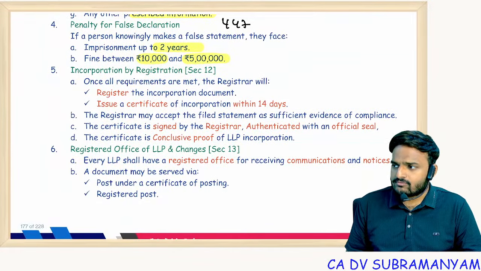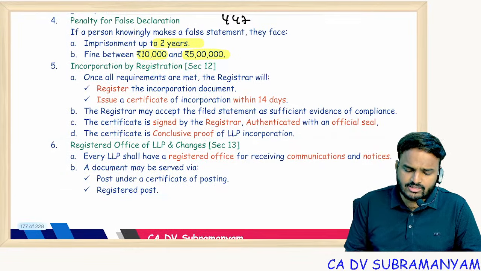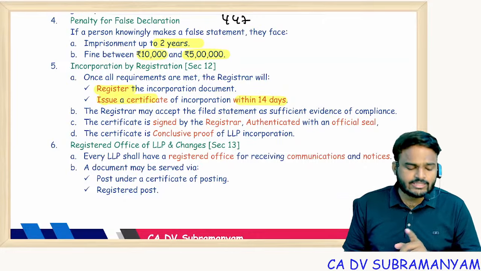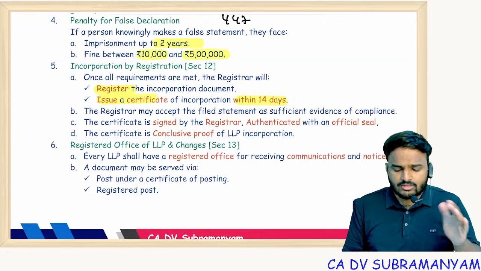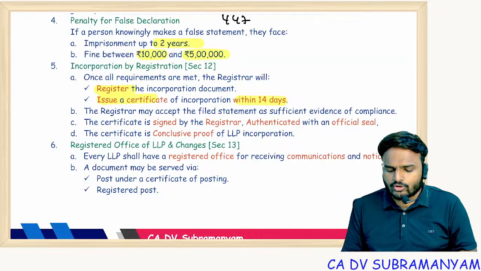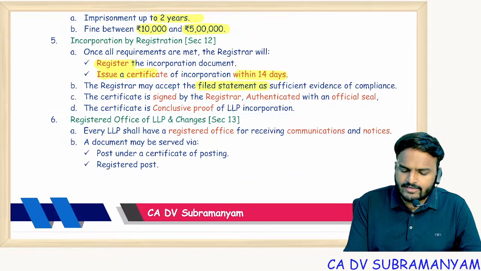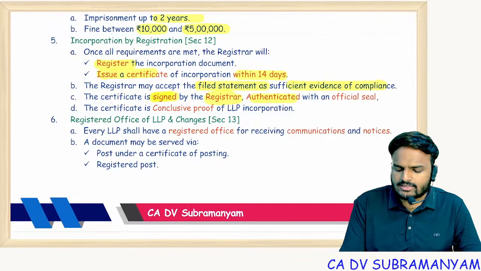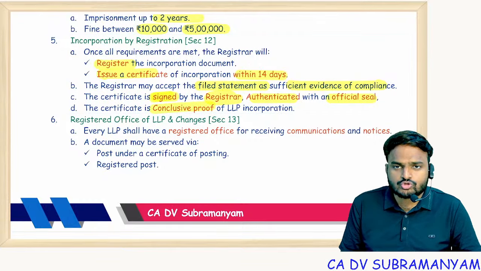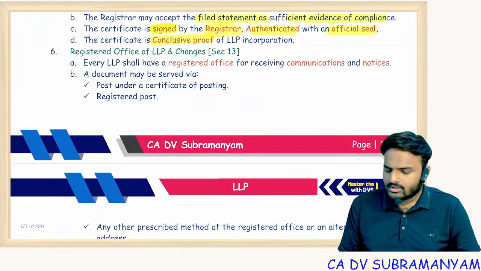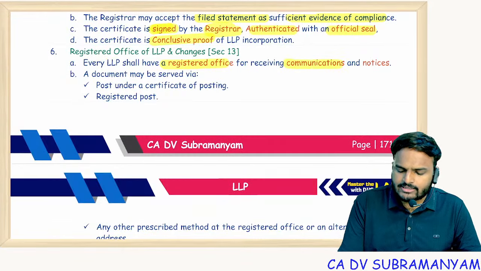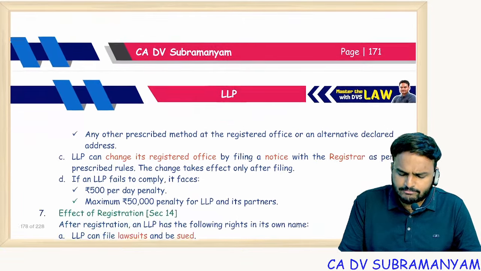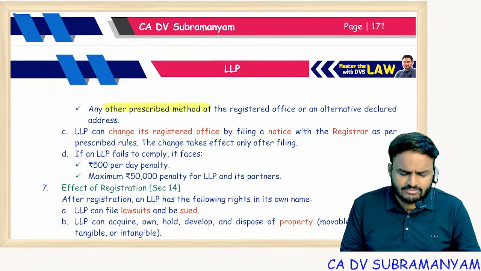Incorporation by registration. Once all requirements are met, registrar will register the incorporation document and issue a certificate of incorporation within 14 days of filing the application. When you file the application, within 14 days, you'll get a certificate of incorporation. And registrar may accept the filed statement as sufficient evidence of compliance. Certificate will be signed by registrar, authenticated with an official seal. Certificate is a conclusive proof of LLP incorporation. So every LLP shall have a registered office for receiving communication and notices. Documents will be served via post, registered post, any other prescribed method, that is over email.